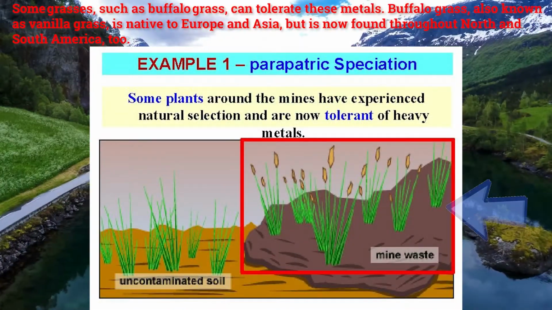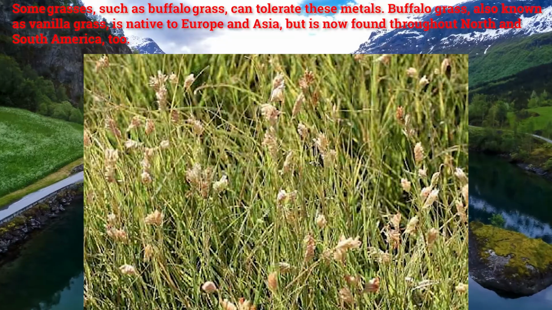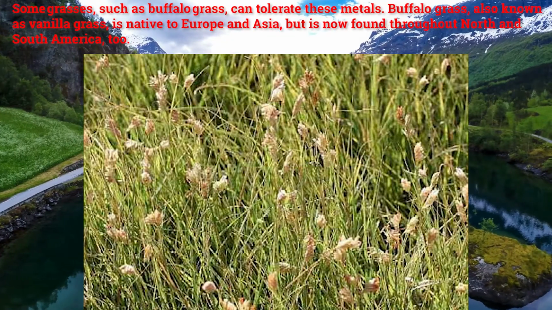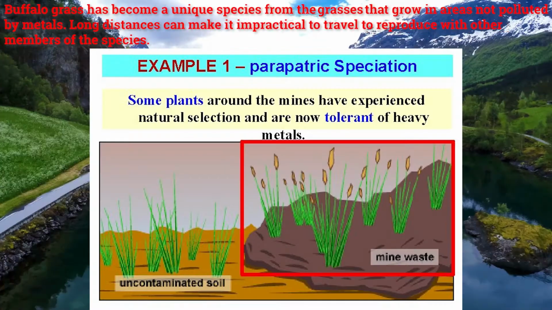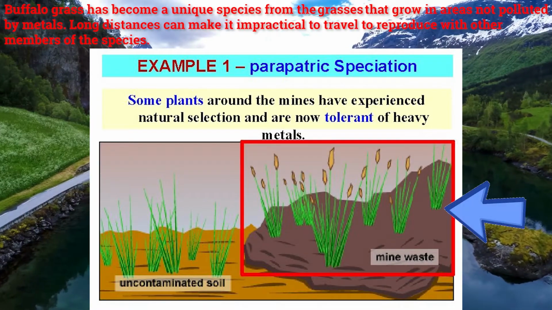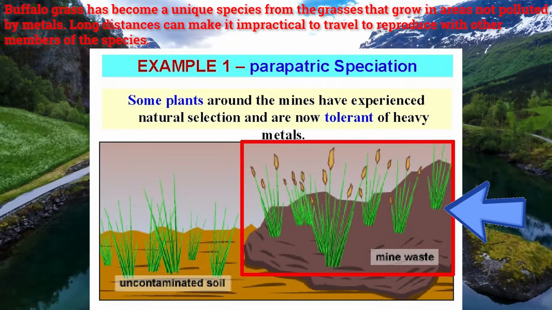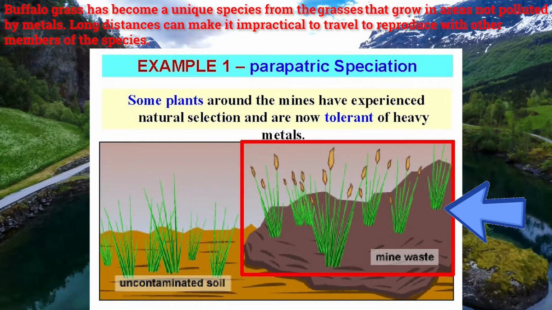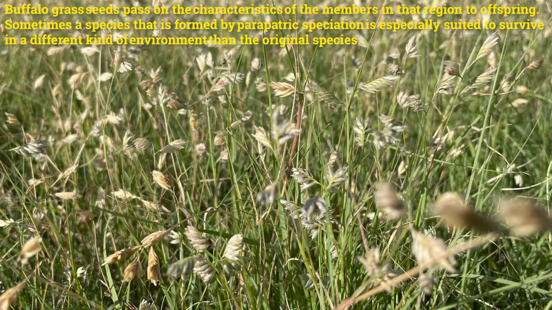Some grasses such as buffalo grass can tolerate these metals. Buffalo grass, also known as vanilla grass, is native to Europe and Asia, but is now found throughout North and South America too. Buffalo grass has become a unique species from the grasses that grow in areas not polluted by metals. Long distances can make it impractical to travel to reproduce with another member of the species. Buffalo grass seeds pass on the characteristics of the members in that region to offspring.